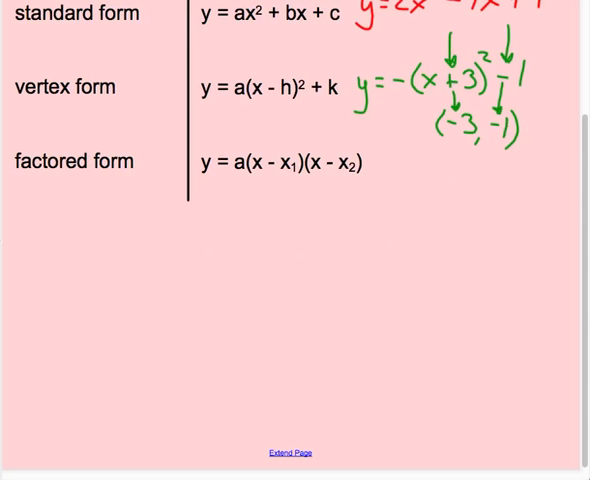The last form is factored form, and factored form gives you the x-intercepts of the graph. So that's why we have x1, x2. Again, those are numbers. So this might look like y equals 12 times the quantity x minus 3 times x plus 1.